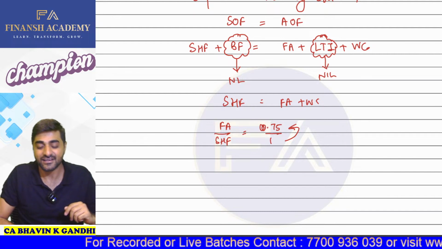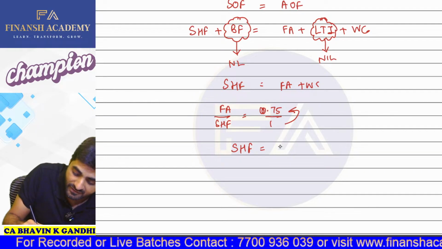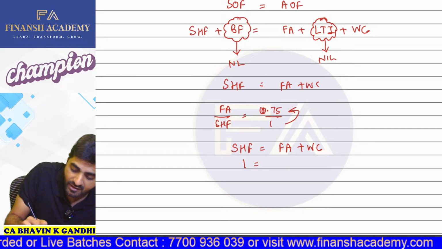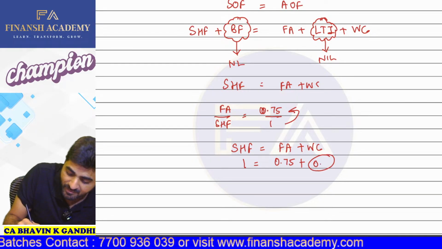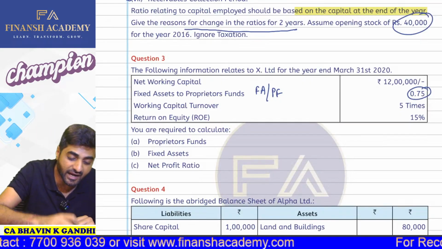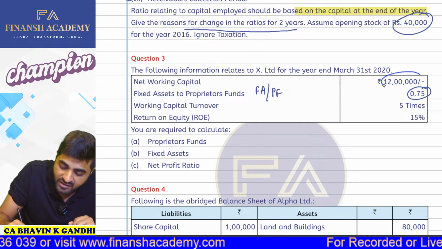Of course, yes. So we can present it like this. Shareholder fund is fixed assets plus working capital. What is your shareholder fund? 1 rupee. What is my fixed assets? 0.75. So automatically let the working capital be 0.25. Do I have the amount of working capital? Yes, sir. I do have the amount of working capital. What's the amount of working capital which I have? That is nothing but 12 lakh rupees.